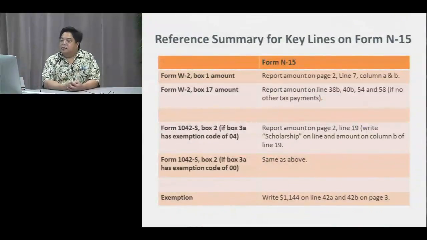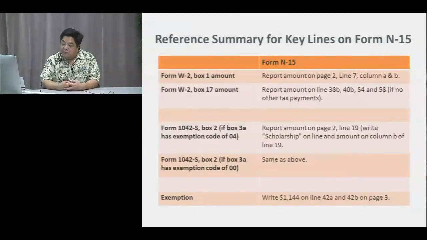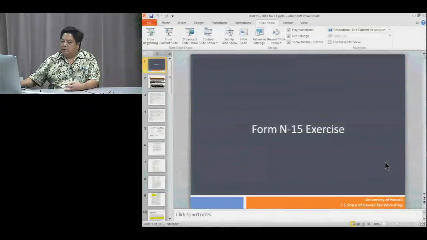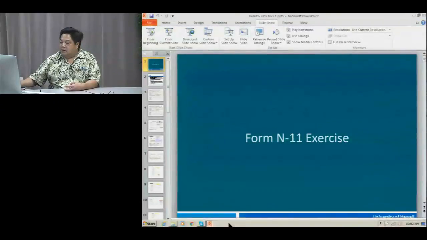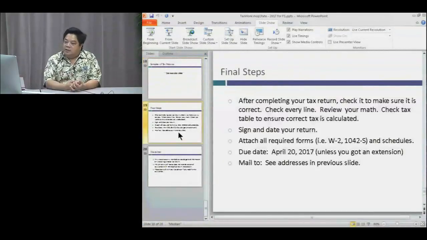So again, this is the summary sheet when you're doing N15 in reference to W-2. The numbers in the different boxes in the W-2, you can relate that to N15, and on the right side you can see what line, what page you should put it in and what column. So hopefully, if you only have W-2 and 1042S, those should be the correct procedure for you. So I think that would be it for the exercises, but just a few slides, final steps.